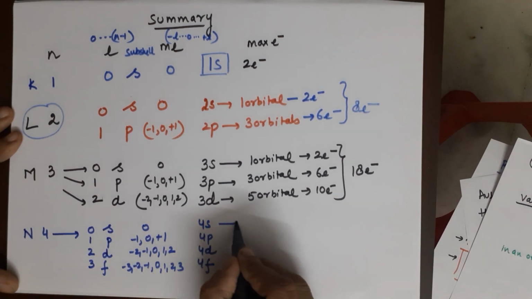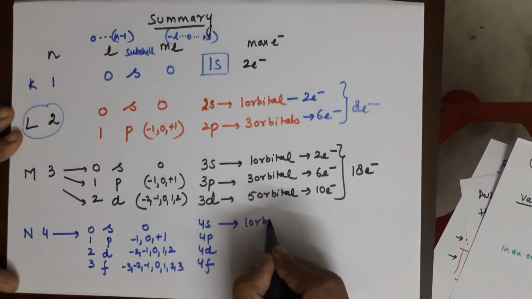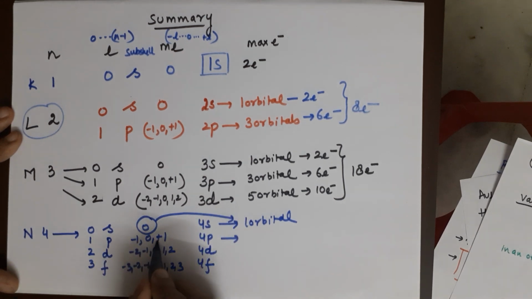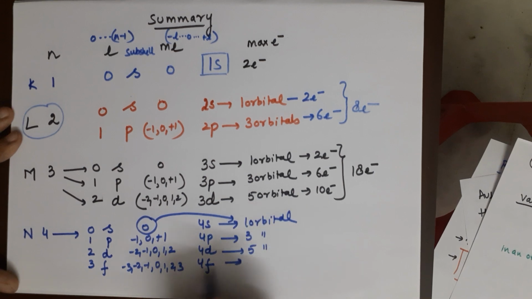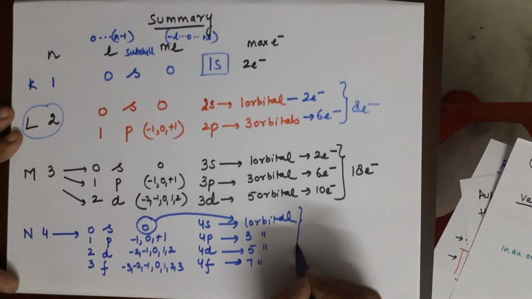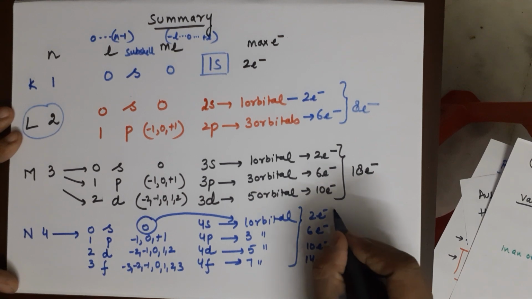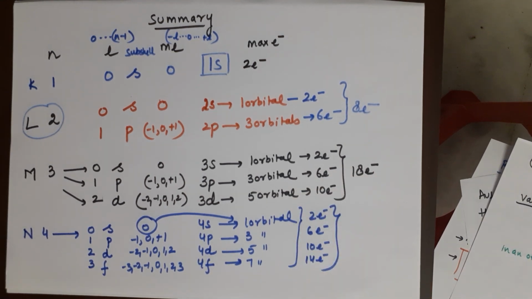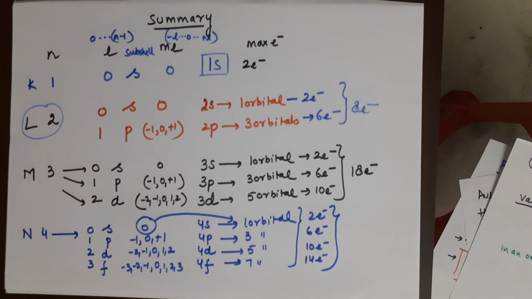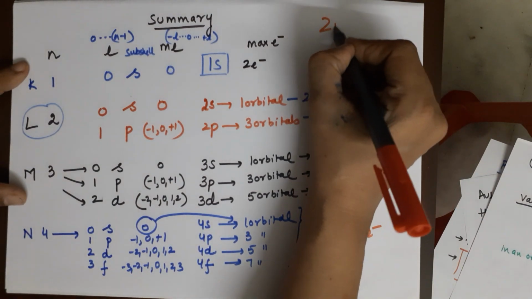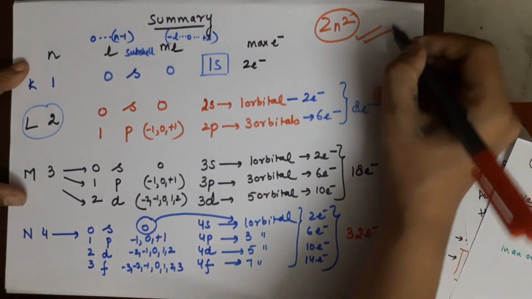So the total values here are 1 orbital because you have just one value. Here you would have 3 values, so 3 orbitals. You have 5 values, so 5 orbitals. You have 7 values, so 7 orbitals. The number of electrons therefore are 2 electrons, 6 electrons, 10 electrons and 14 electrons in the fourth shell. Please count them up. The total comes out to be how much? 32 electrons.